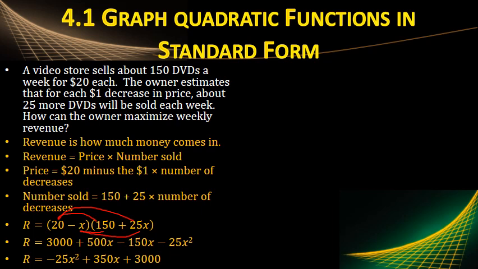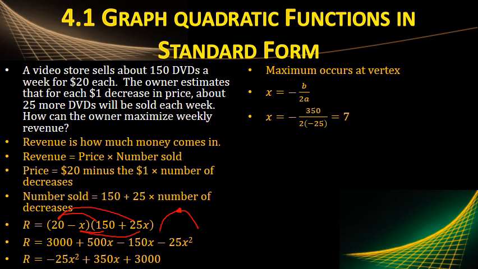We want to maximize our revenue. Notice the a is negative 25 here, which means it's going to open down. So it'll look like this. So our maximum will be here at the vertex. To find the vertex, it's negative b over 2a. In this problem, b is 350 and a is negative 25. Fill those in, we get 7. So x is 7.